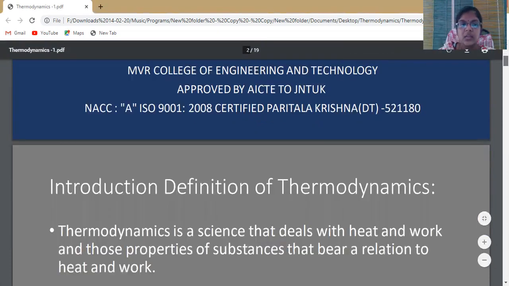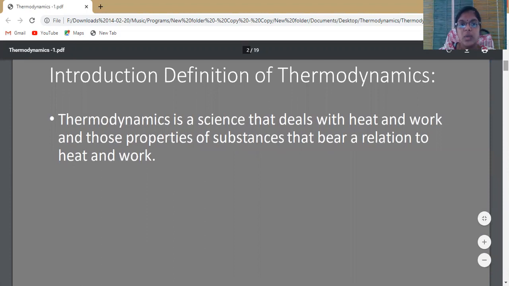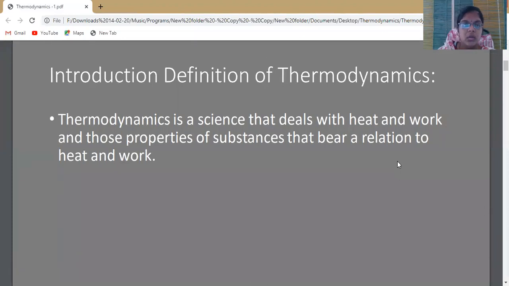Now I start the introduction of thermodynamics, including the definition of thermodynamics. So what is the definition of thermodynamics? Thermodynamics is a science that deals with heat and work and those properties of substances that bear a relation to heat and work. So, thermodynamics is a science that deals with only heat and work and those properties of substances that bear a relation to heat and work. That is the definition.